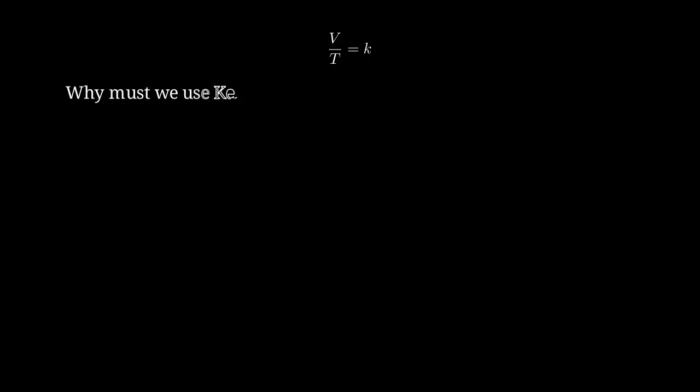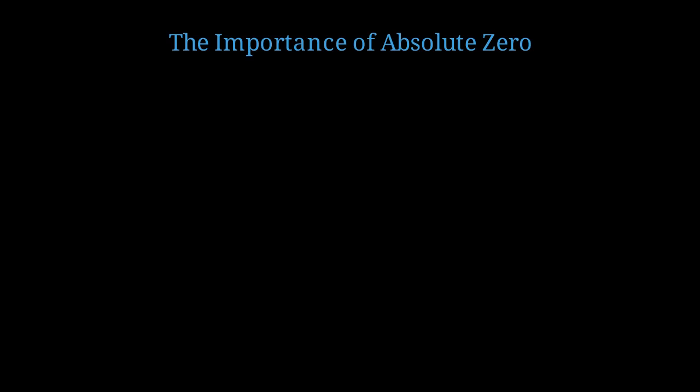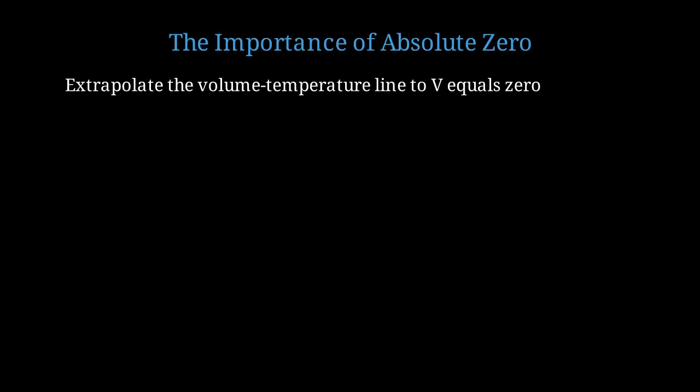Why must we use Kelvin? Because proportionality only works when 0 on your scale means 0 of the quantity. 0 Kelvin means no thermal energy. 0 Celsius is arbitrary. This leads us to one of the most profound discoveries from gas law experiments, the concept of absolute zero. If we plot volume versus temperature and extrapolate the line backward, we find that volume would reach zero at negative 273.15 degrees Celsius.